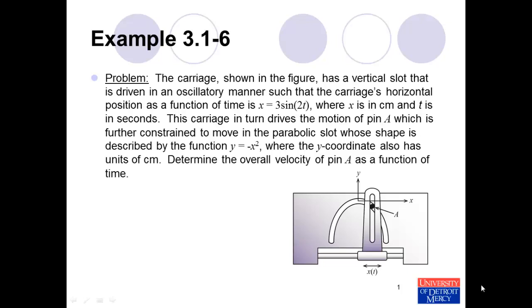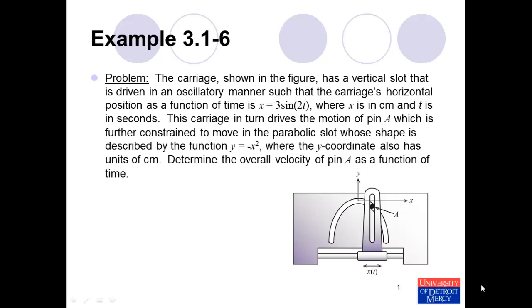This problem is from the textbook Conceptual Dynamics. This is example 3.1-6. The problem statement reads, the carriage, shown in the figure, has a vertical slot that is driven in an oscillatory manner such that the carriage's horizontal position as a function of time is x equals 3 times sine of 2t, where x is in centimeters and t is in seconds.